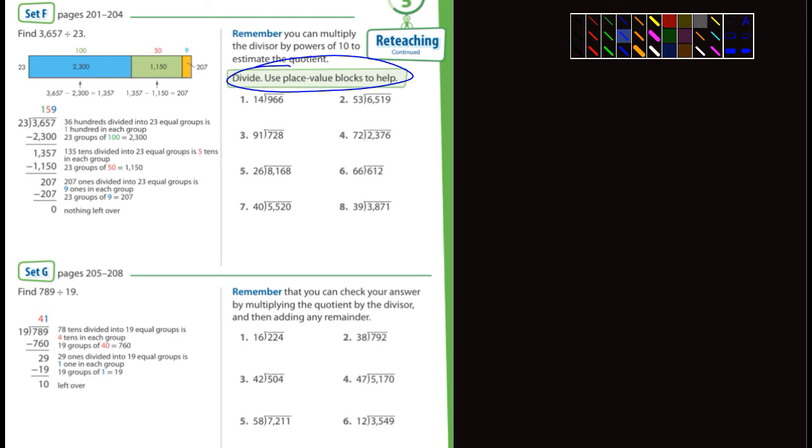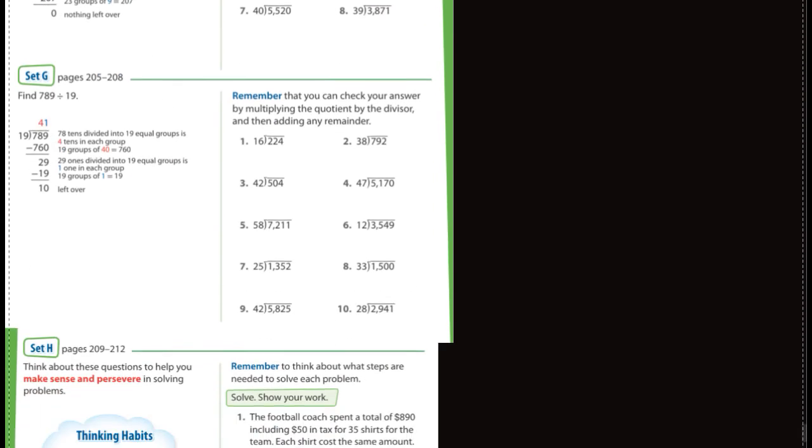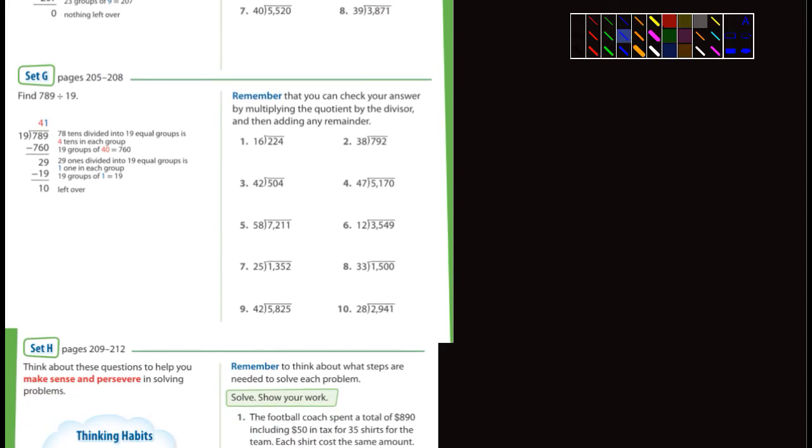Set G. What have we got here in set G? 1 through 10. More division. Remember, you can check your answer by multiplying the quotient by the divisor and then adding any remainder. So let's do number 1. Make sure you understand what they're talking about here. So number 1, it's 16 into 224.